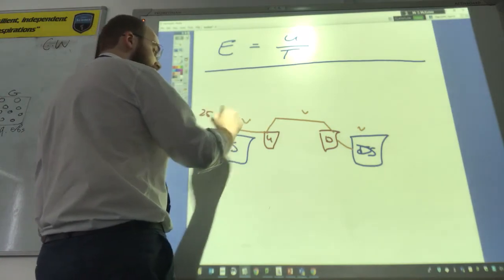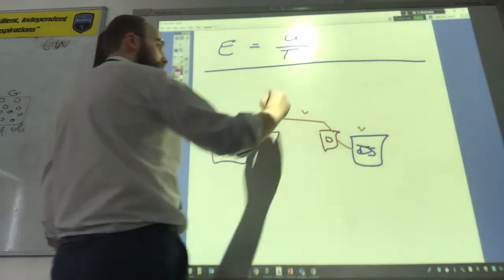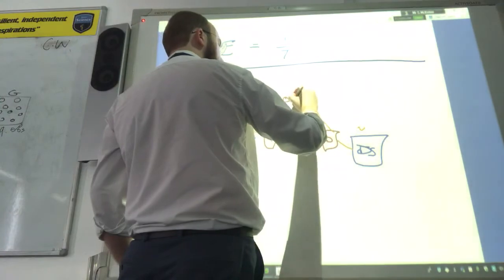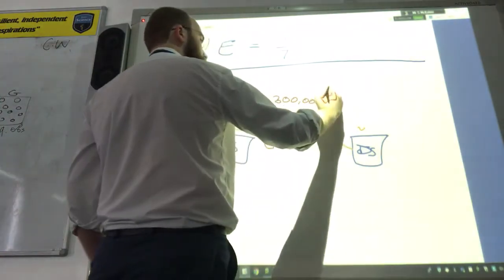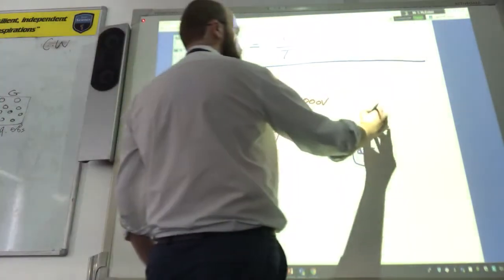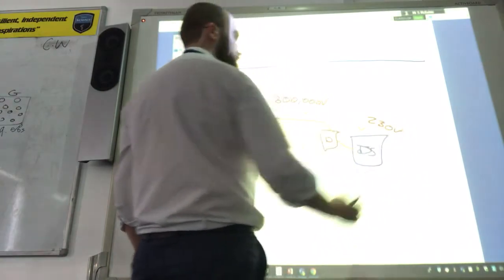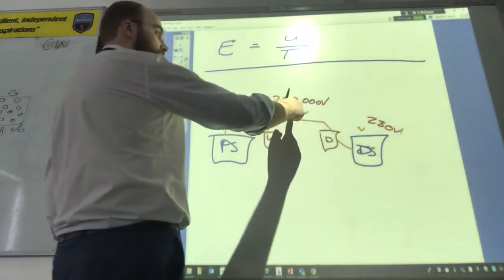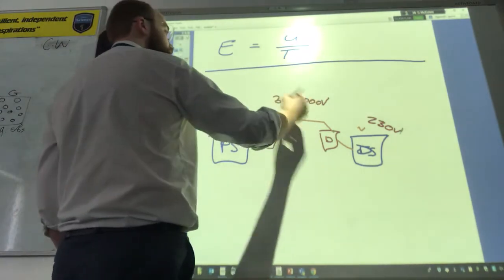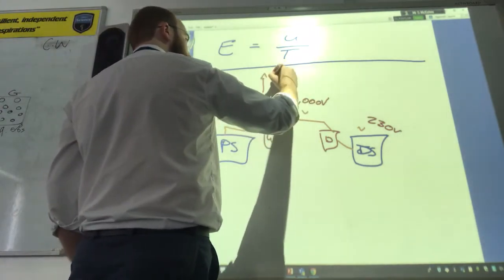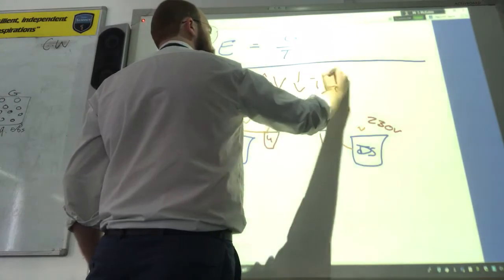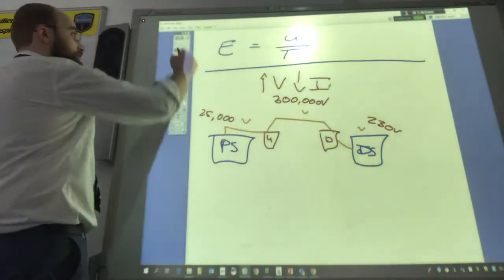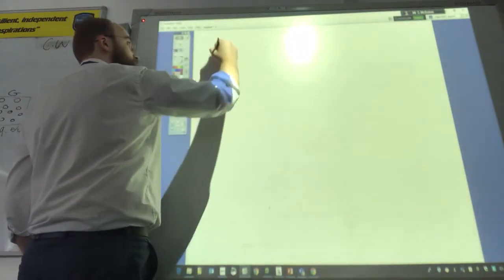25,000 volts is generally what's supplied in a power station. It goes up to 300,000 volts in your power lines, and then it comes down to 230 volts for your domestic use. Why is it that it goes up to this high voltage? Because when I've increased the voltage, I decrease the current. Why do I decrease the current? Because P equals I squared R.